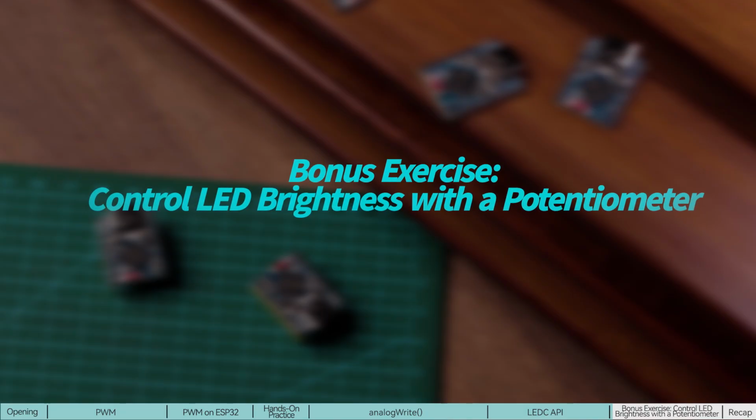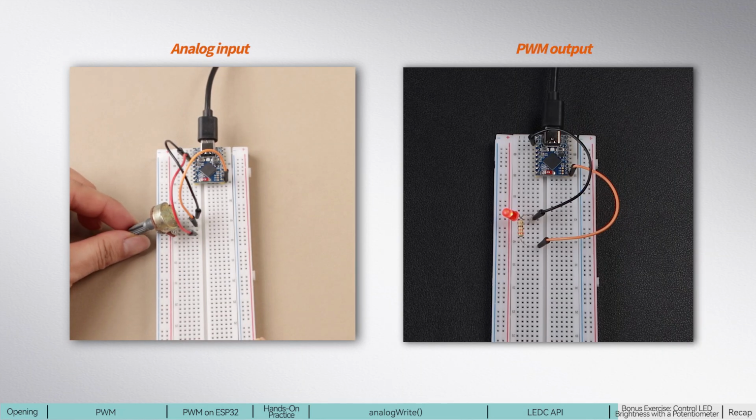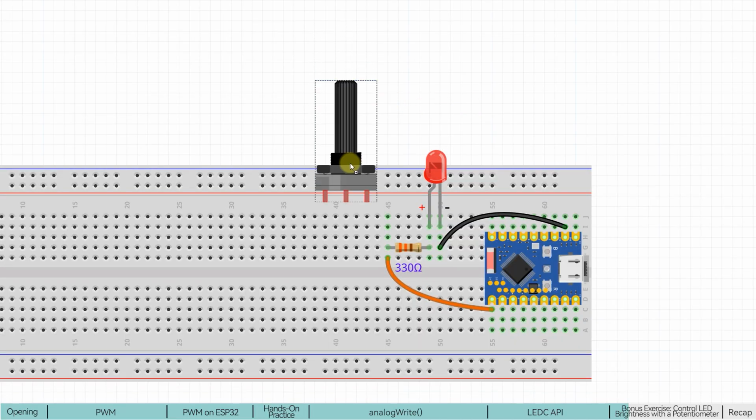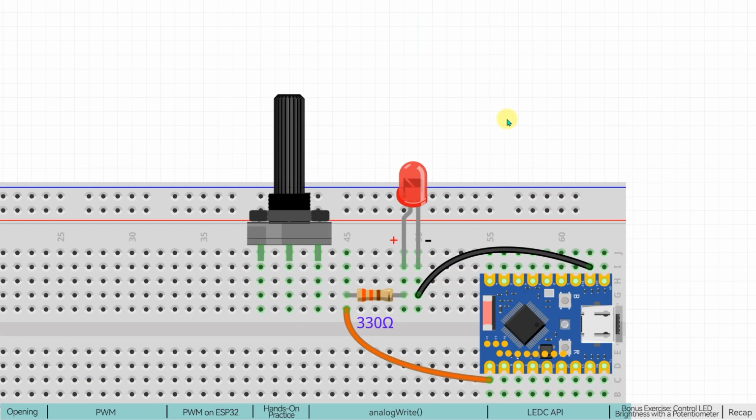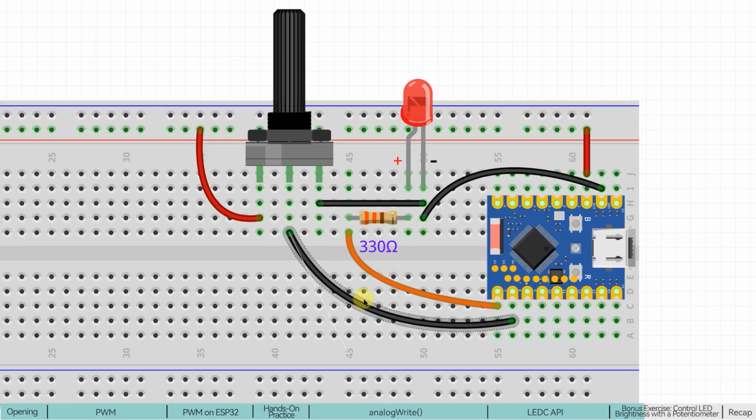Now let's do a more interesting exercise, combining the analog input from the previous lesson with the PWM output from this lesson. Manually control the LED brightness in real time by turning a potentiometer. First, we need to add a potentiometer to the existing circuit. Connect the two outer pins of the potentiometer to 3.3 volts and GND, and the middle signal output pin to an ADC pin on the ESP32, for example, GPIO8.